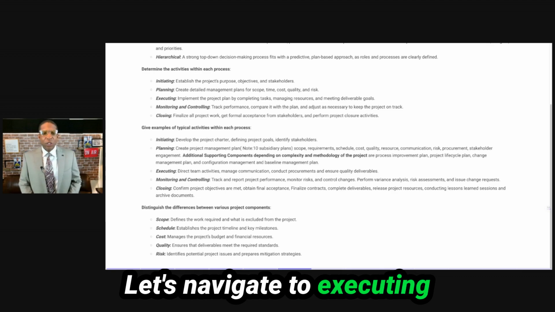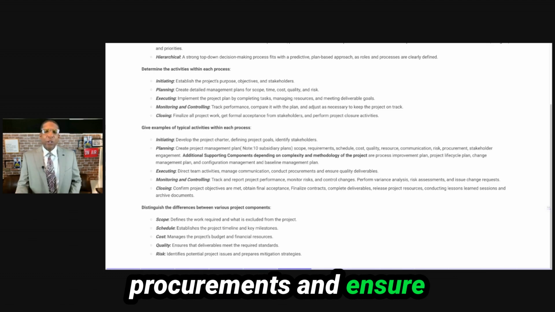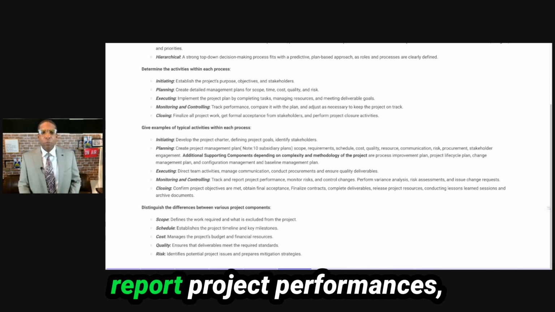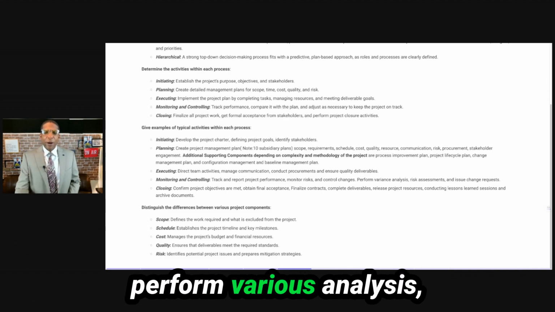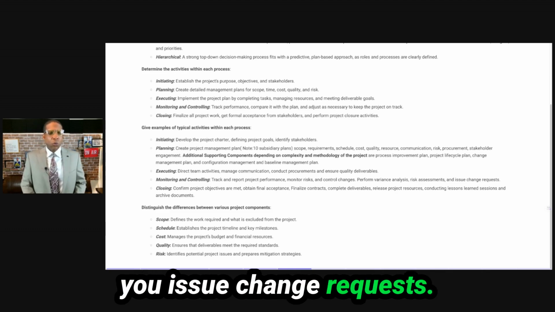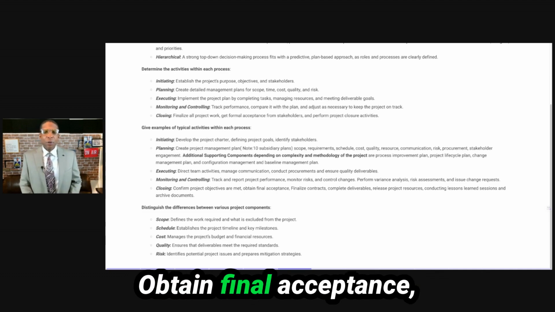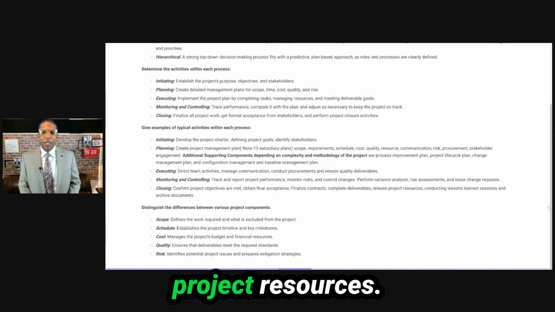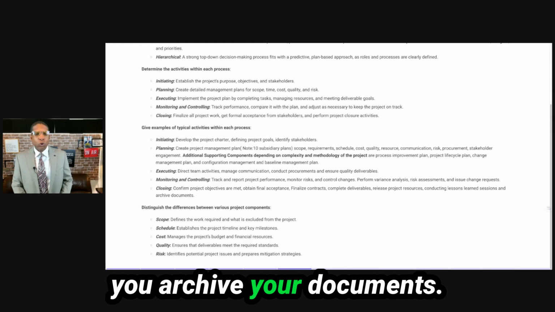Let's navigate to executing. Direct team activities, manage communication, conduct procurements, and ensure quality deliverables. Monitoring and controlling. You track and report project performances, monitor risk, control changes, perform various analysis, risk assessments, as well as you issue change requests. Closing. Confirm project objectives are met, obtain final acceptance, finalize contract, complete deliverables, and release project resources, conducting a lessons learned session, as well as you archive your documents.